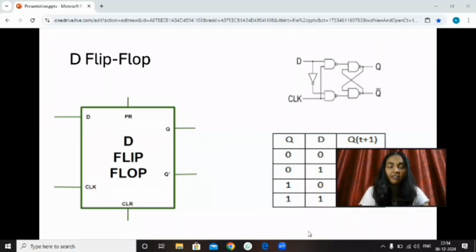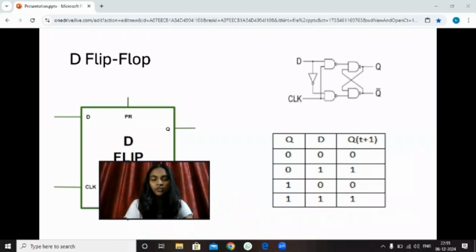Next we have the D flip-flop. The D flip-flop consists of a single data input, a clock input and two outputs, Q and Q dash. We have the block diagram, and the circuit consists of 4 NAND gates and a NOT gate, and this is the truth table.